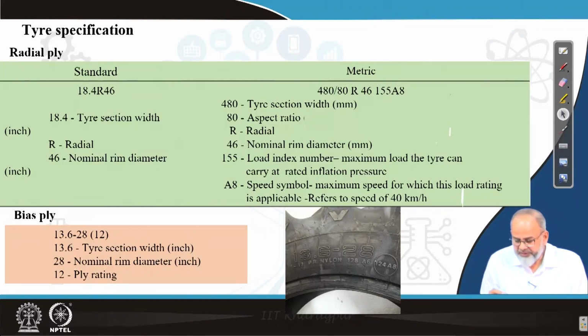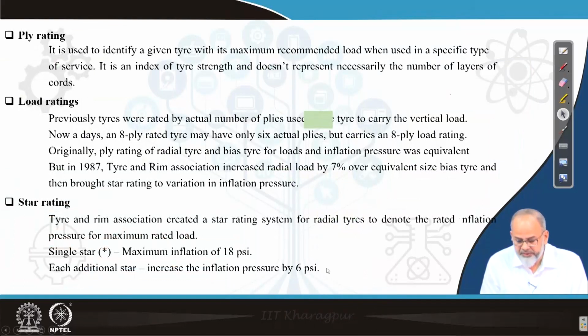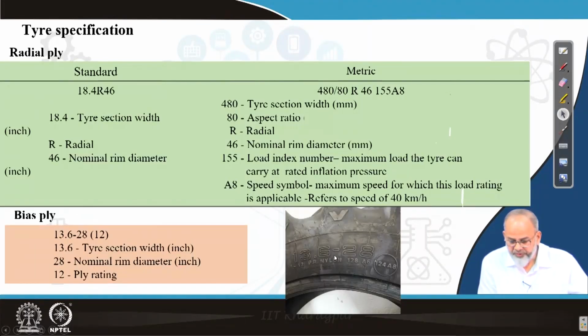So if it is specified, if you look at the right side figure of the tire, 13.6-28, very clearly written, there is no mention about the aspect ratio. So here we assume the aspect ratio as 0.75.